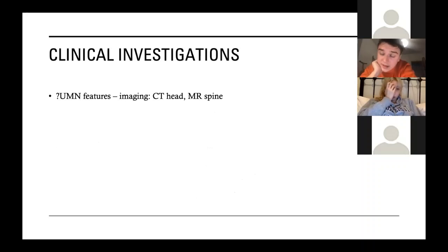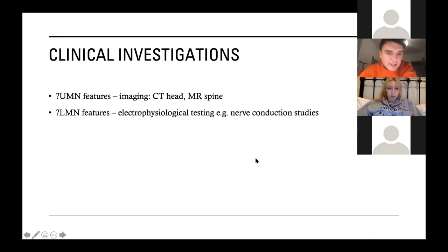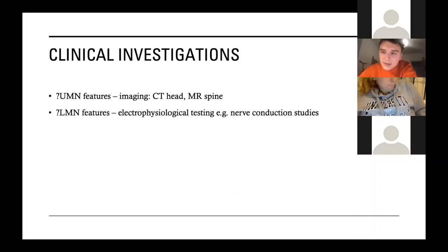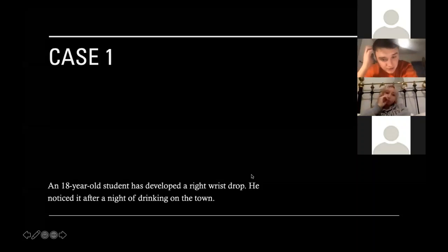So clinical investigations, when you come across upper motor neuron features, generally what you're thinking is there's either a cranial or a spinal problem. So you can do a CT head or an MR head and an MR spine. It's generally good at identifying things. So imaging is the mainstay of your investigations. And then when it's lower motor neuron, it's generally electrophysiological testing. So things like nerve conduction studies can detect that quite well. So we'll just get on to our first case.